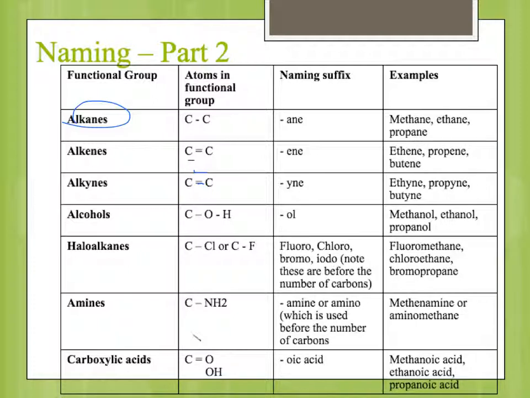Haloalkanes also undergo substitution reactions, and the 2 together, alcohols and haloalkanes, can have elimination reactions where they become alkenes.